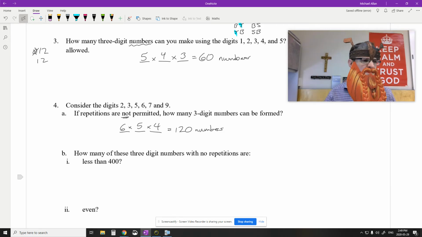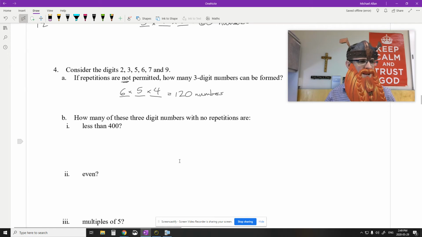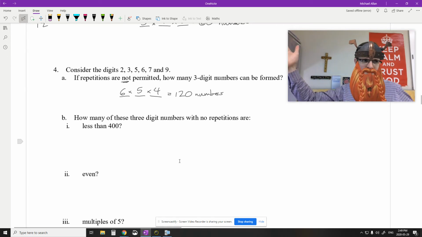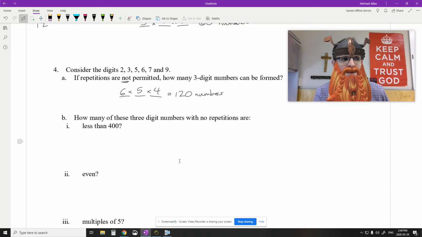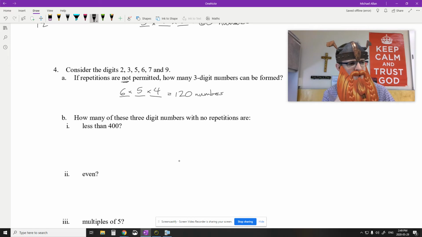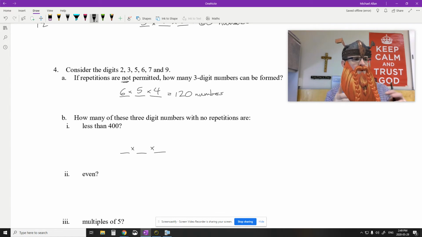Cool. Okay. There's 120 numbers in total, how many of these numbers are less than 400? So this is going to add an extra restriction here. So we have our 3 digits again, but there's a restriction. It had to be less than 400. So a number that starts with a 5, 532, okay, that's not a number that's less than 400. A number that's less than 400 has to start with a number less than 4. So I only have a choice of 2 or 3. So I have 2 choices here.